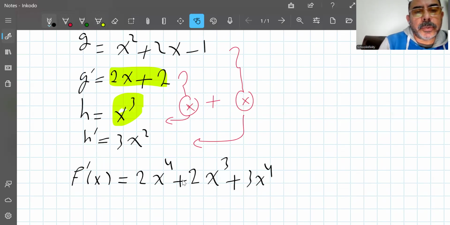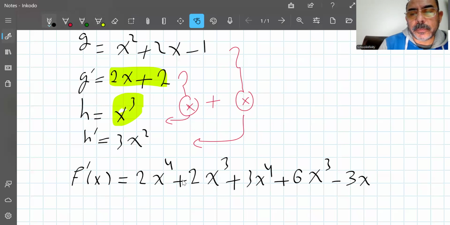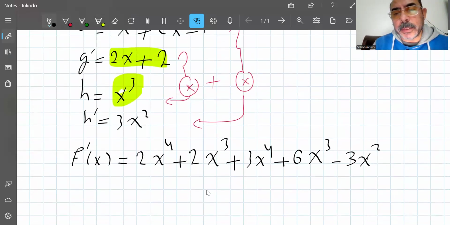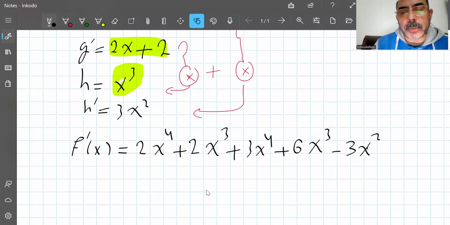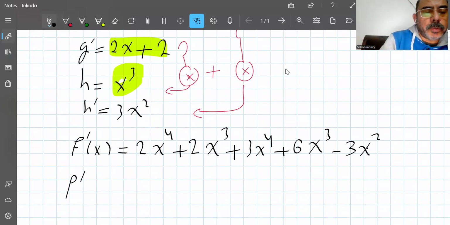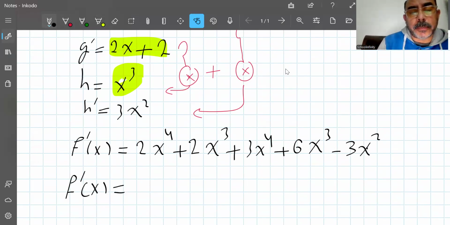Then 3x squared times 2x plus 6x cubed. Then 3x squared multiplied by -1, we get minus 3x squared. And the last step is easier because we have like terms to find the simplest form of f prime. So we can get the simplest form of f prime by collecting the like terms and adding them.